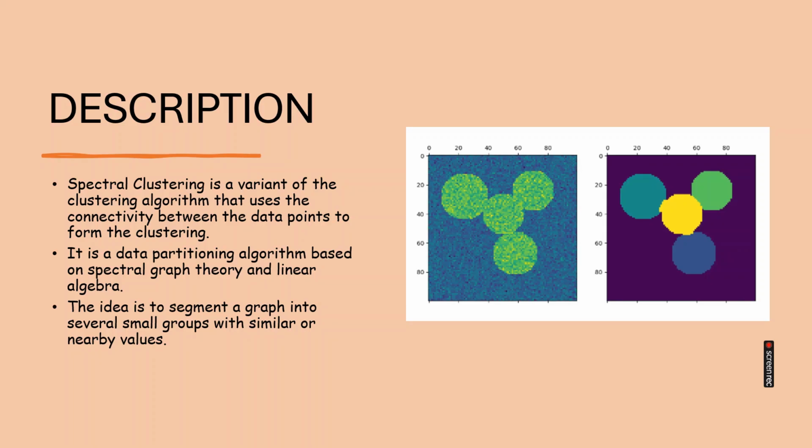The data points are partitioned based on spectral graph theory and linear algebra. So here the idea is to segment the graph, that is, split the graph into smaller groups with nearby values or similar values, so groups are formed from the graph.